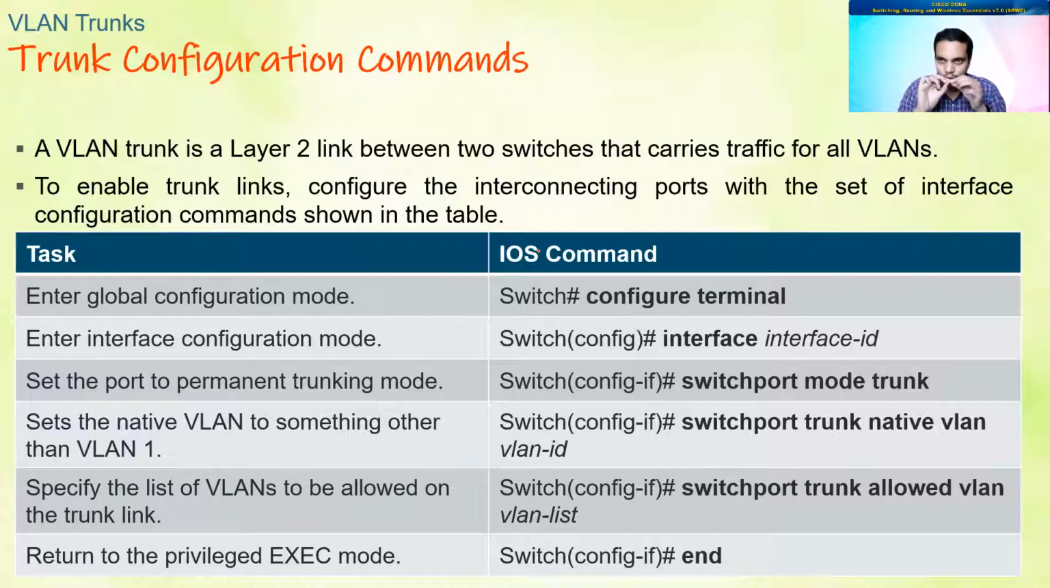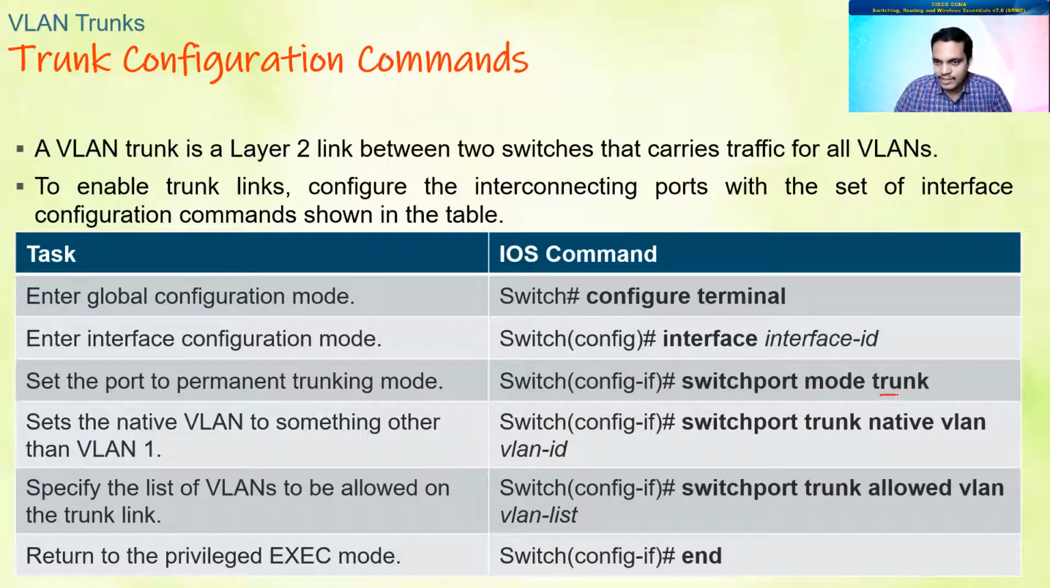So if you want to have a link configured as a trunk, it automatically means that the trunk is going to carry traffic that belongs to multiple VLANs. To enable it, you have some set of commands. First, you enter configure terminal on the switch, global configuration mode, then go to the interface which you want to set up. But earlier, when we had mode access, now what we are trying to do is put in switchport mode trunk.